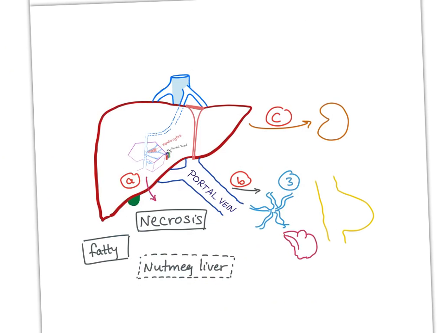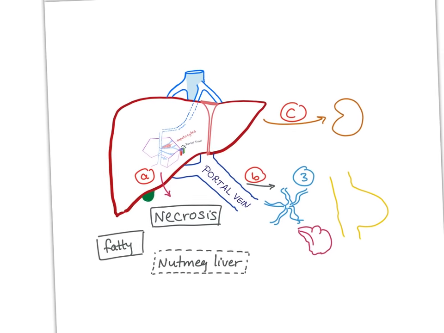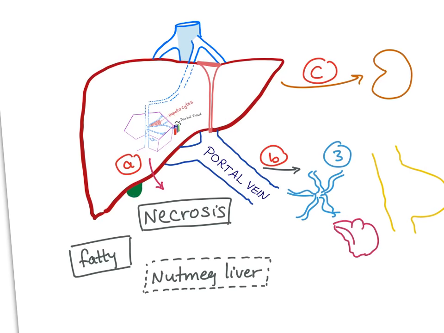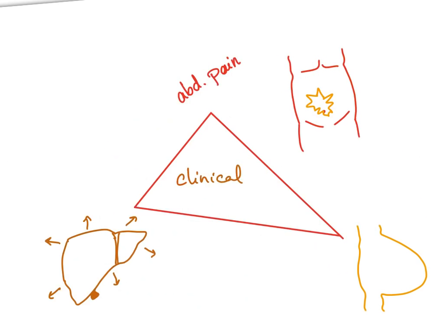So, let's recap. What are the complications? In the liver, we have centrilobular necrosis and peripheral fatty change, eventually nutmeg liver. What about the portal vein? We will have ascites, we will have splenomegaly, we will have portosystemic anastomosis leading to esophageal varices, caput medusae, hemorrhoids, and eventually hepatorenal syndrome. That's it.